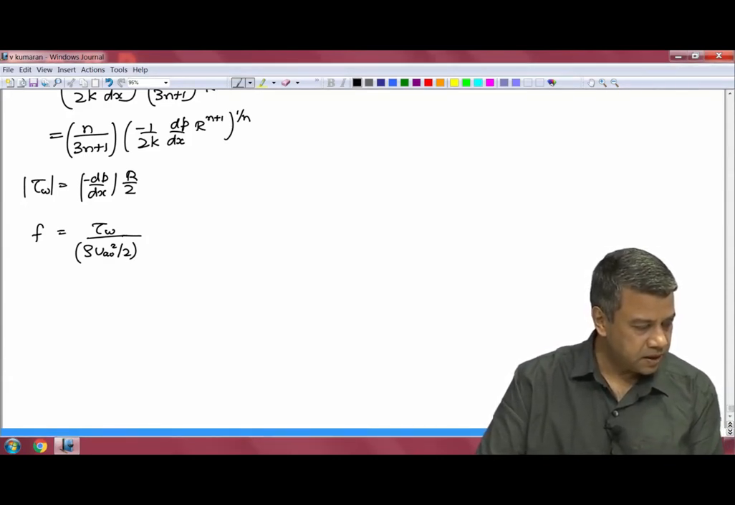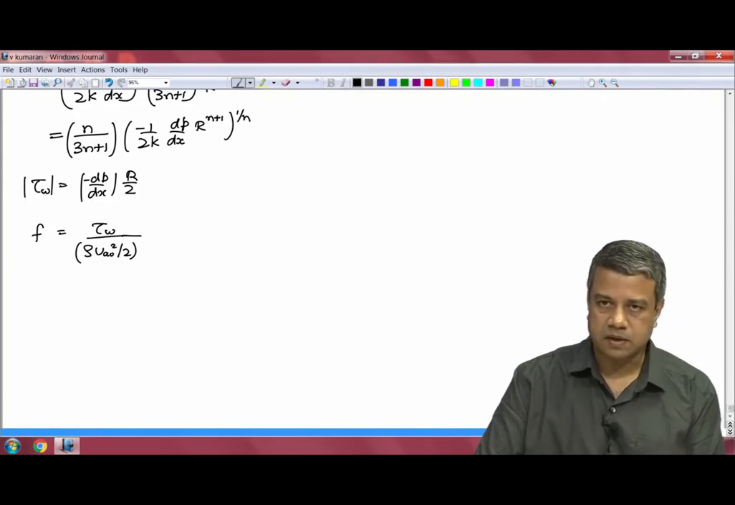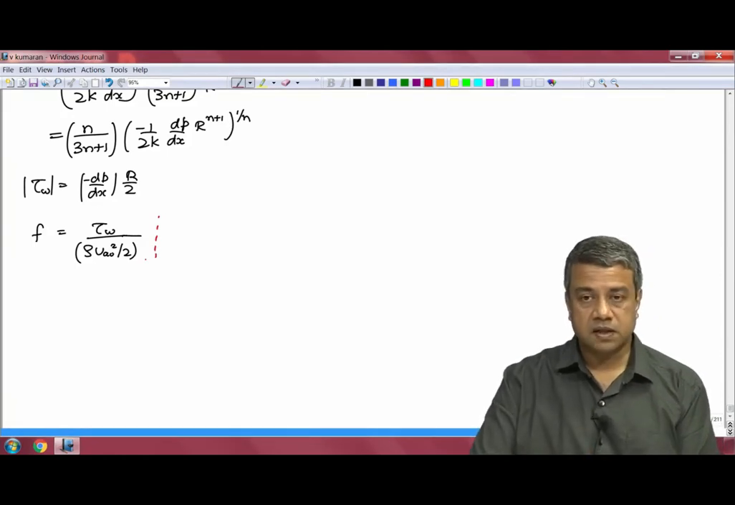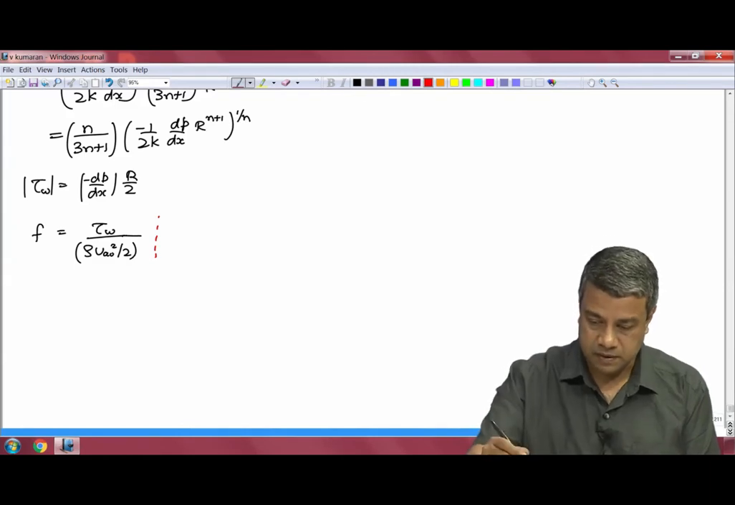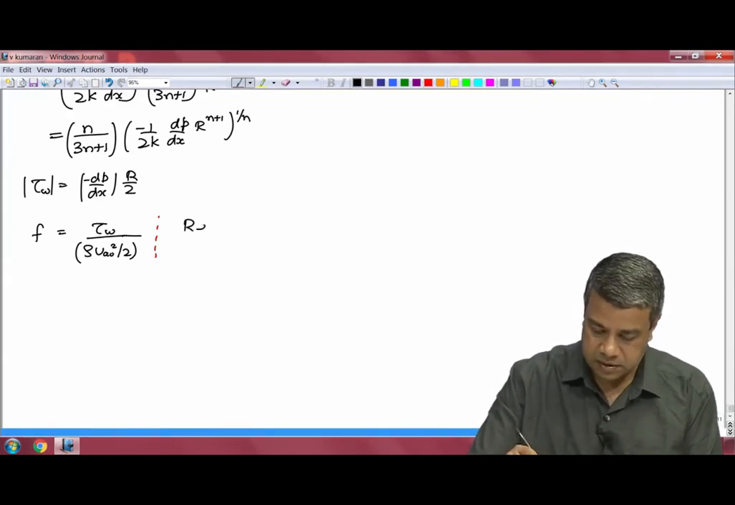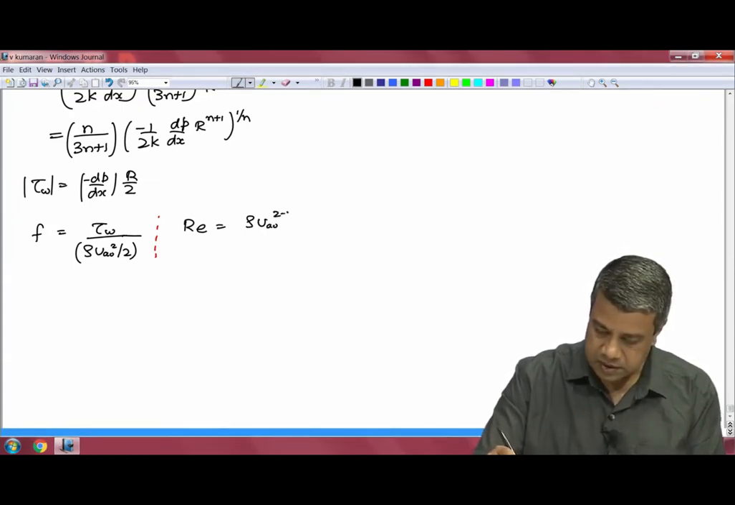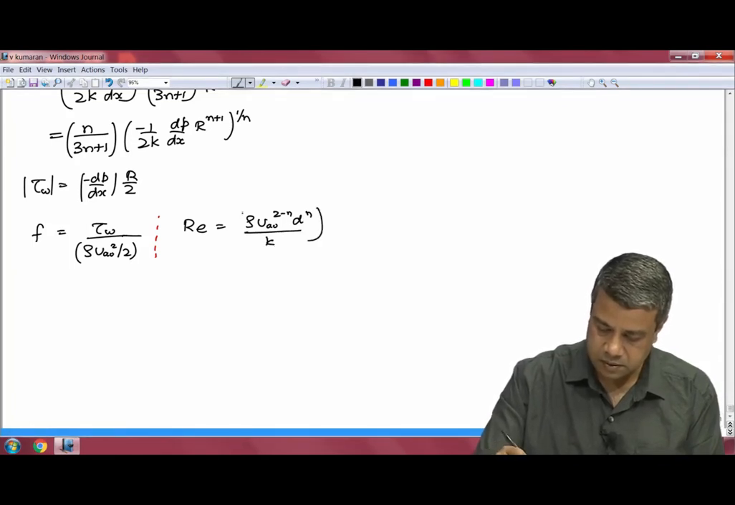Now, I would like to get this in terms of the Reynolds number, okay, because I know that for a laminar flow this has to be proportional to 1 over the Reynolds number. What is the definition of the Reynolds number? We had done it earlier for a power law fluid. Okay. We know that the Reynolds number has to be equal to rho V average power 2 minus n D power n by kappa.